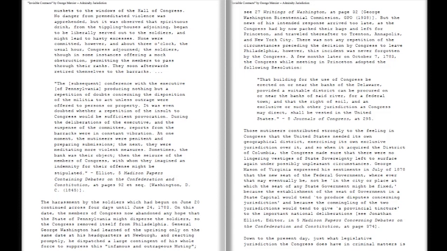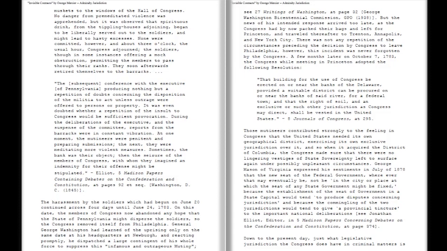But the news of his intended response arrived too late, as the Congress had by now packed their bags and left for Princeton, and traveled thereafter to Trenton, Annapolis, and New York City. There was not any repetition of the circumstances preceding the decision by Congress to leave Philadelphia. However, this incident was never forgotten by the Congress.